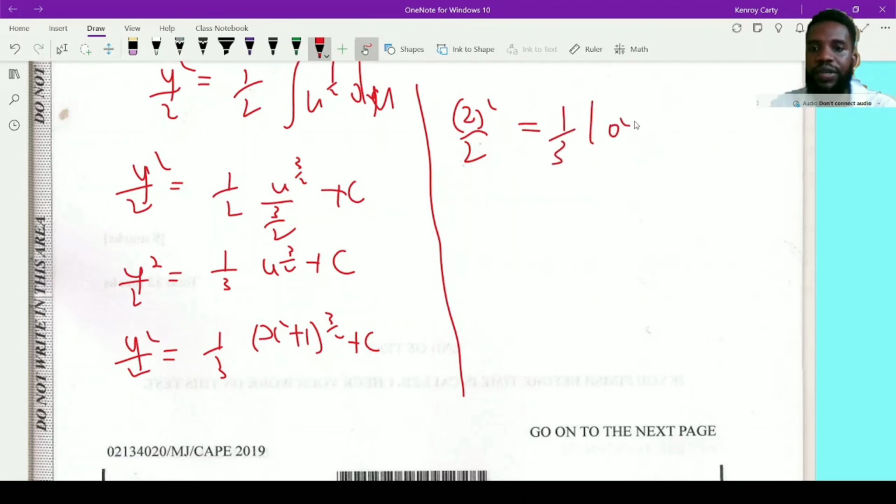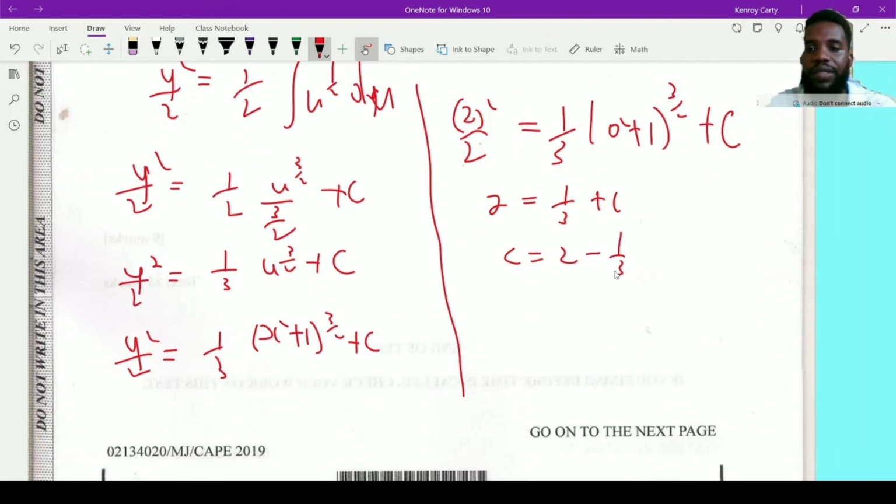Alright, 0 squared plus 1 to the 3 over 2 plus c. Now here's the beauty about this. 0 squared is 0. 1 raised to anything is 1. So you really have 2 equal 1/3 plus c. So c is equal to 2 minus 1/3. Alright, so c would be 5 over 3.